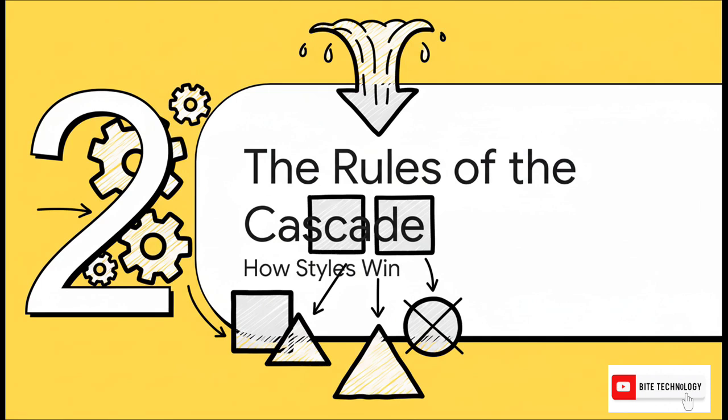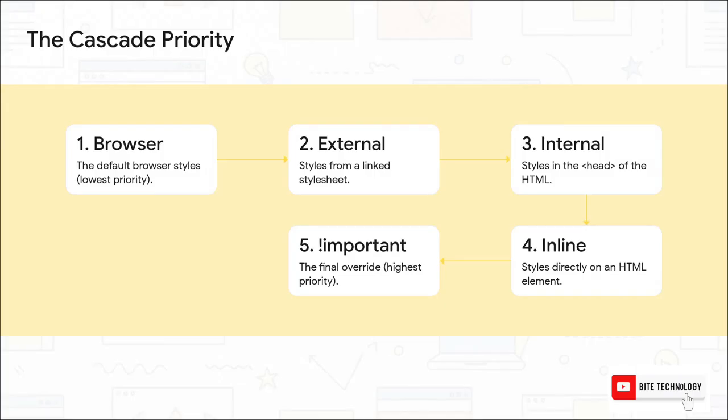Okay, this brings us to a really crucial concept. What happens when you have two different styles trying to change the exact same thing? That's where the C in CSS, cascading, comes into play. It's just a fancy word for a set of rules the browser uses to figure out which style wins the fight. Think of it like a ladder of importance.